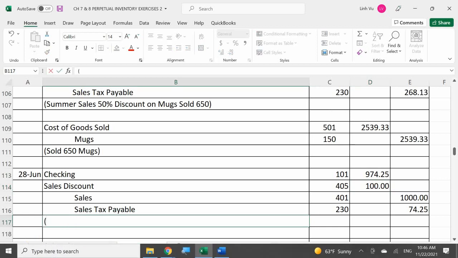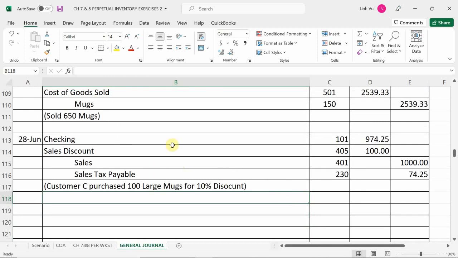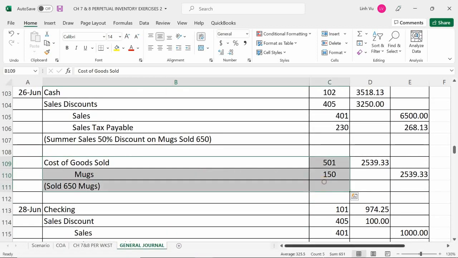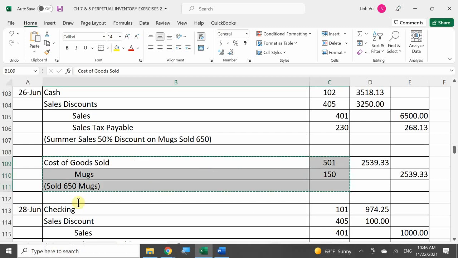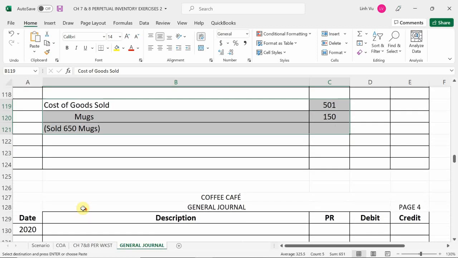In this case, I'm going to go ahead and write here, customer C purchased 100 large mugs for 10% discount. So in this case, we got rid of another 100 mugs. Therefore, we need to record the cost of goods sold here.